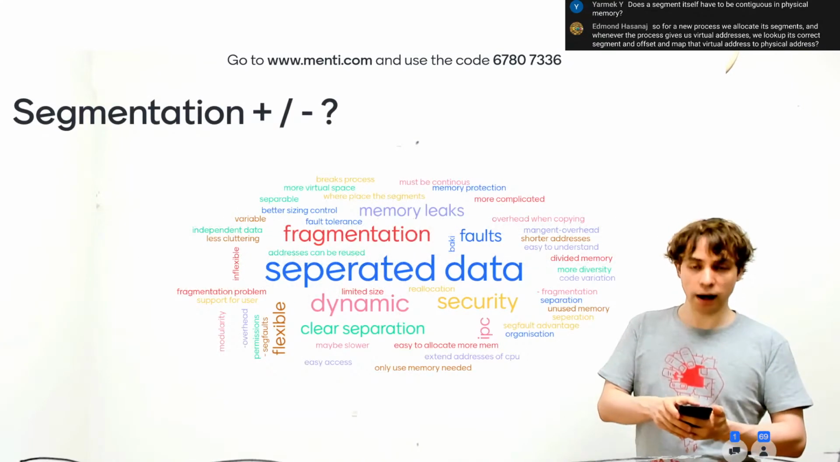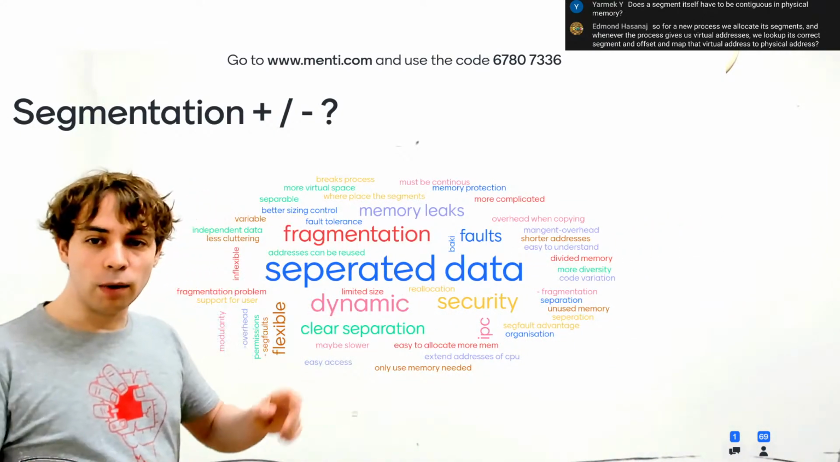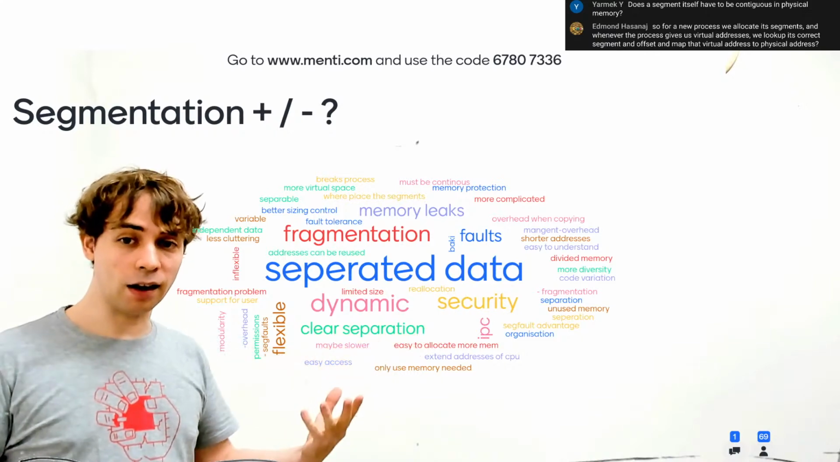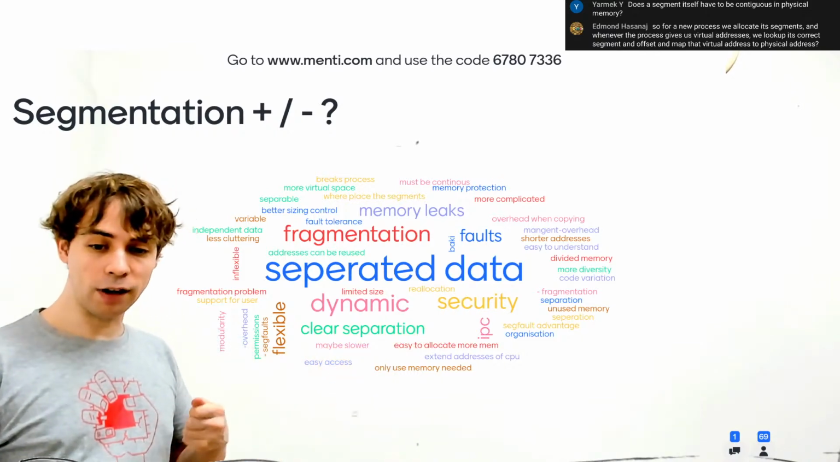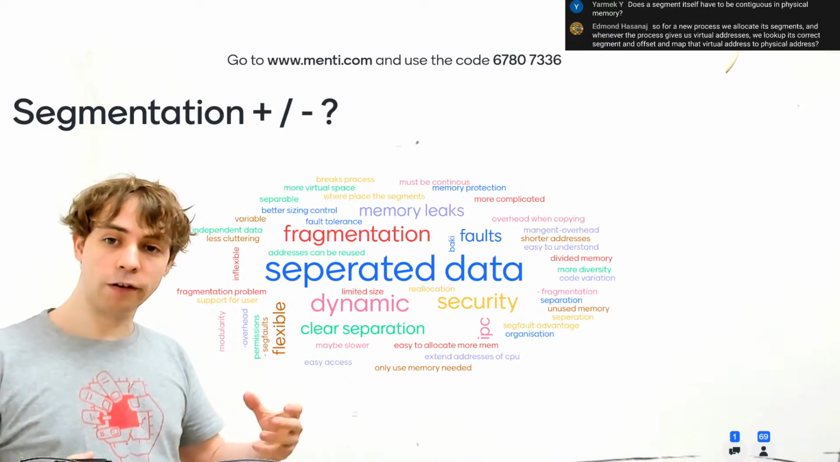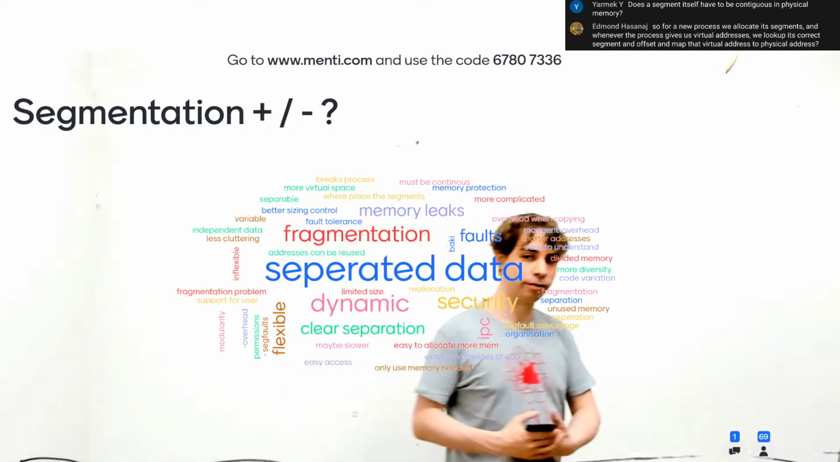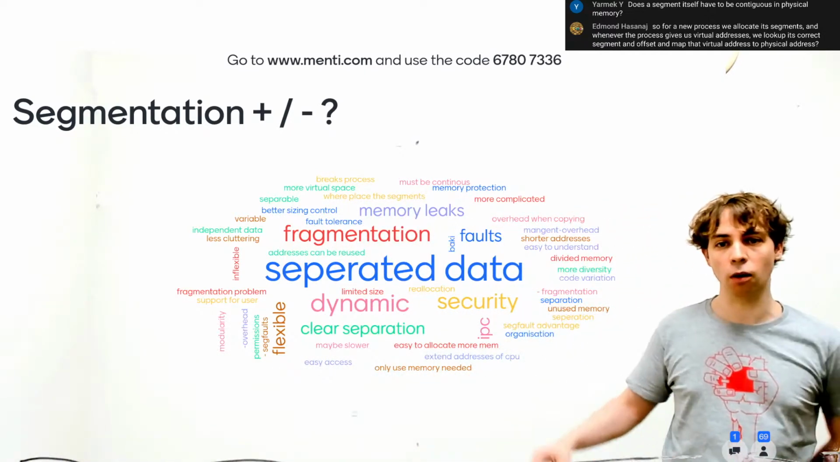Let me go back to this segmentation word cloud. Yes, we have now separated code and data. This is nice, because now we can have data and code that have different semantics. Maybe we have non-executable data. Maybe this is supported now.